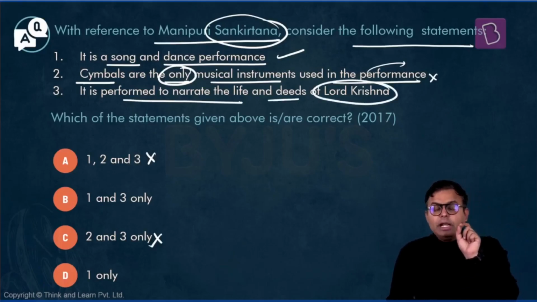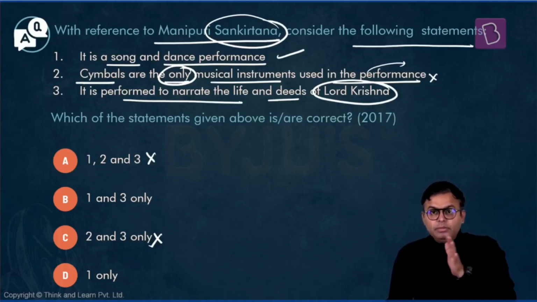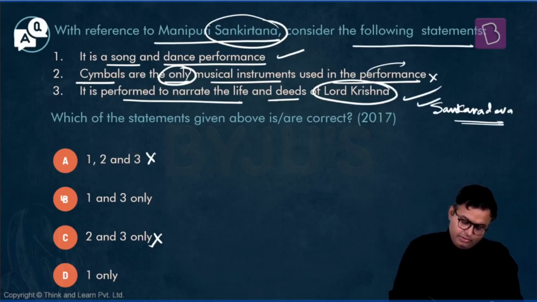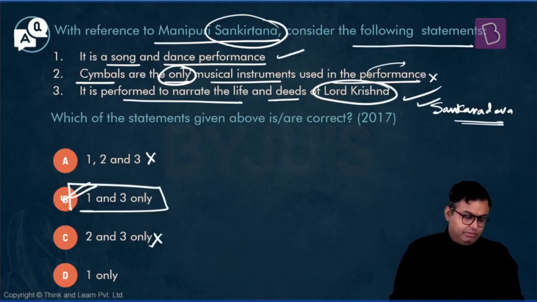Now, if you understand the role of Vaishnavism, how Vaishnavism came to the Northeast and emerged as a popular belief system, you can easily take this. Sankaradev. So here we have to understand the answer is 1 and 3.